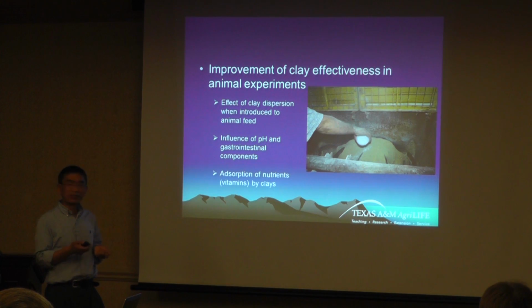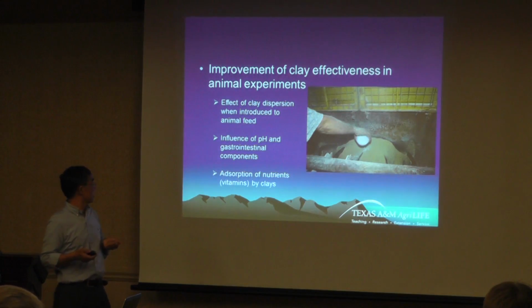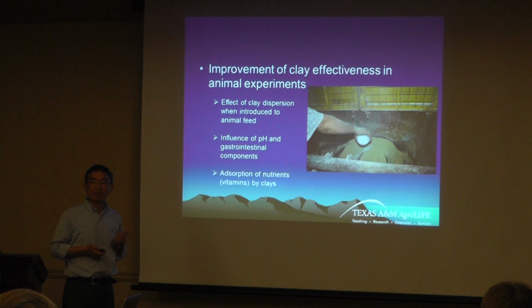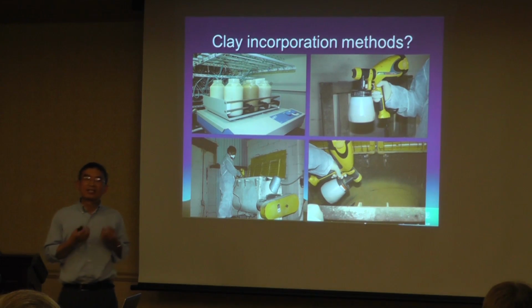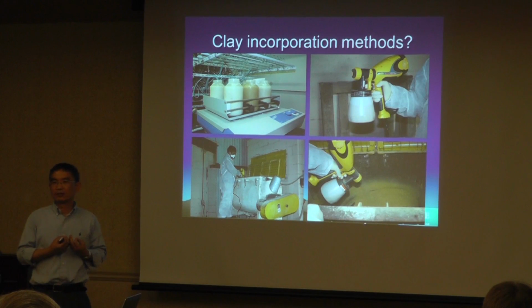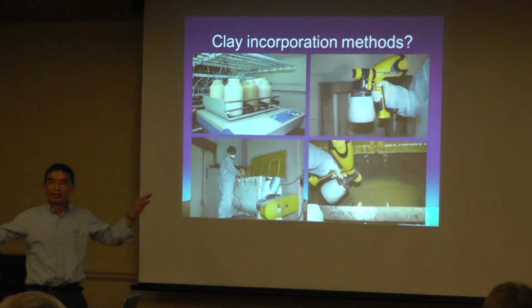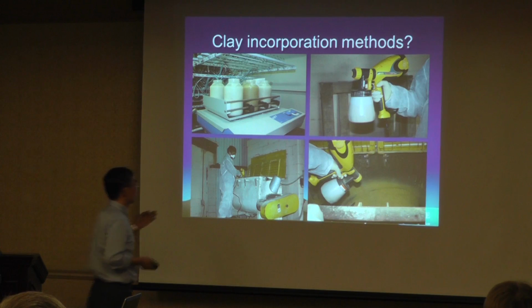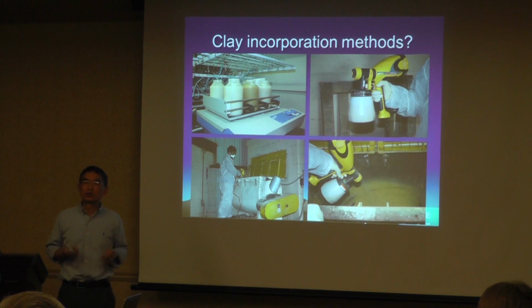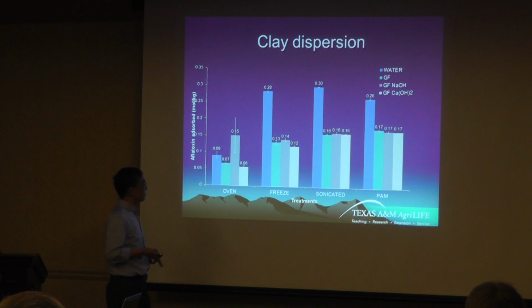Some questions we need to answer are how different pH and gastrointestinal composition will affect adsorption. Another thing we need to consider is that we need to disperse the clay very well in the feed, so that the aflatoxin can be in contact with the clay. Otherwise, if the aflatoxin is here and my clay is here, they don't have a chance to interact with each other. So we have tried some ideas to introduce our clay into the system in different ways.